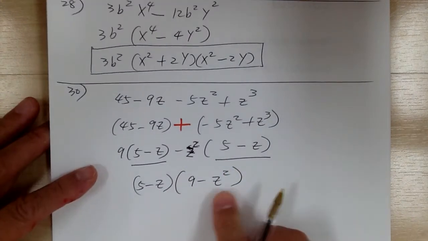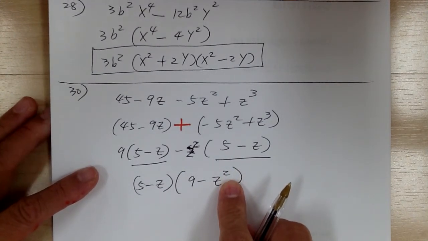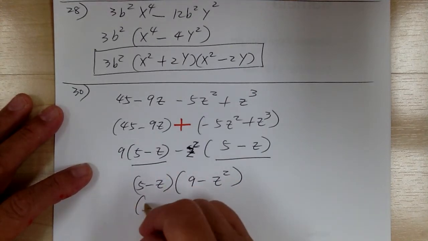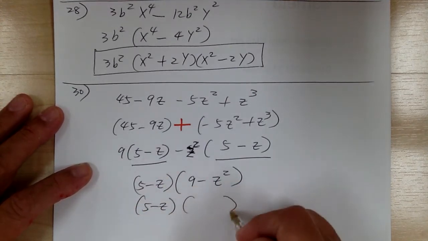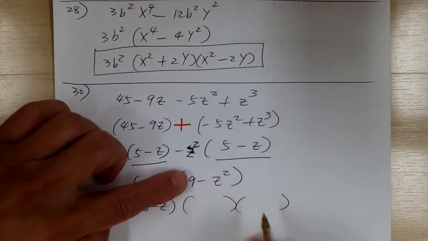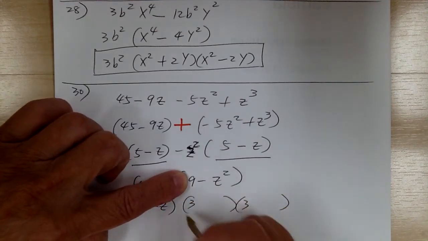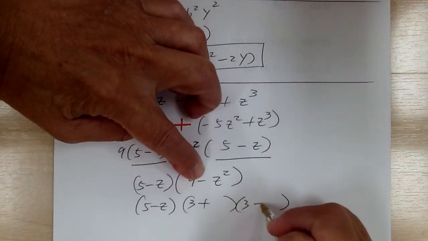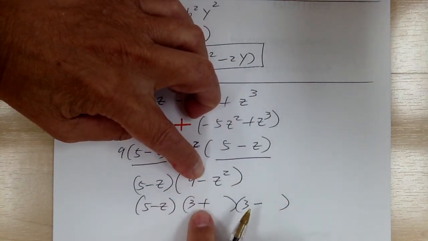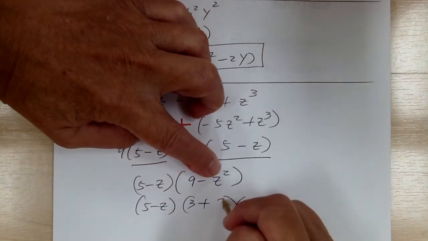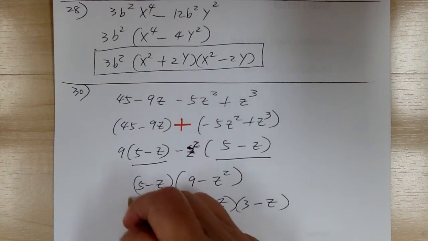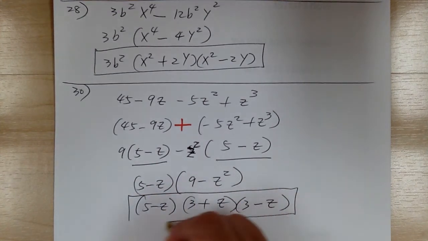Now, don't just stop over here. Again, when you have a square, you always have to check. And again, this is the square minus square. So this is how to break into conjugates again. So again, 9, you need to get 3 and 3. 3 times 3 gives you 9. To get a minus, you go plus minus, right? Plus times minus gives you minus. And you get z times z gives you z squared. Okay, and that's it for this one.